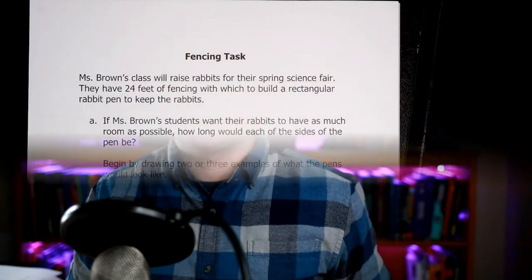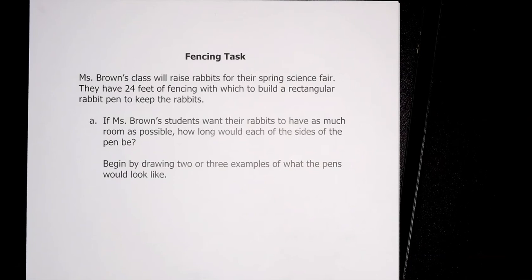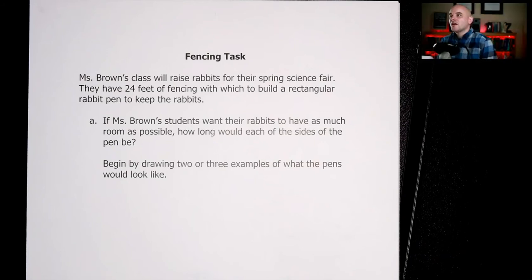Hello, today we're going to go over one of my favorite problems to give students when we're talking about quadratics, and that is an applicable problem to building a fence. So this is Mrs. Brown, and her class will raise rabbits for their spring science fair. They have 24 feet of fencing, and they can build a rectangular rabbit pen to keep the rabbits.